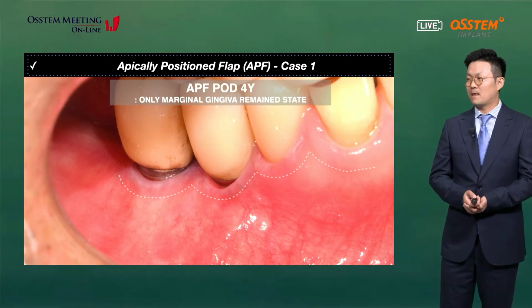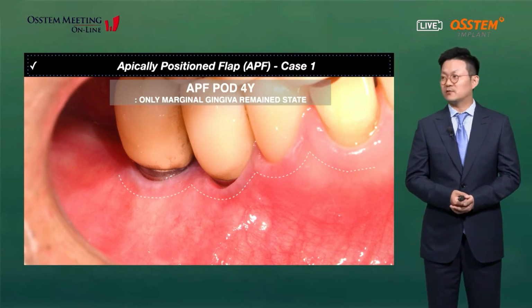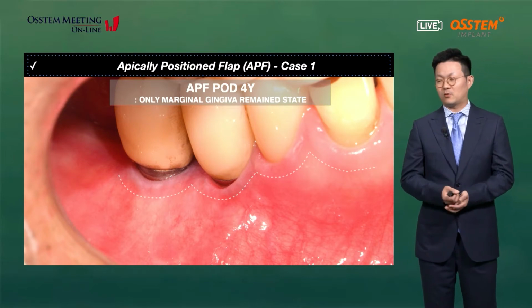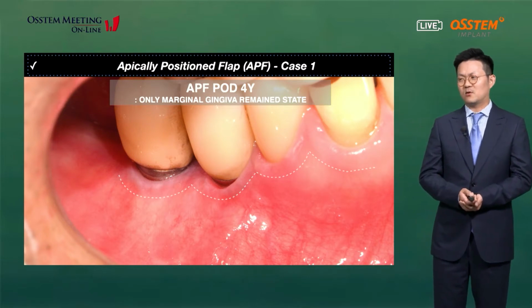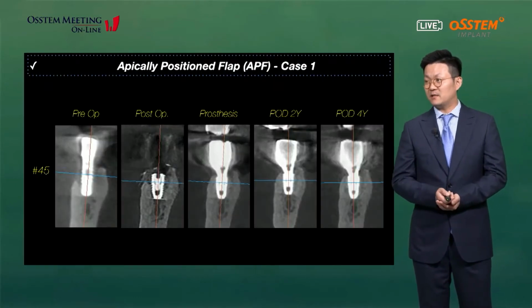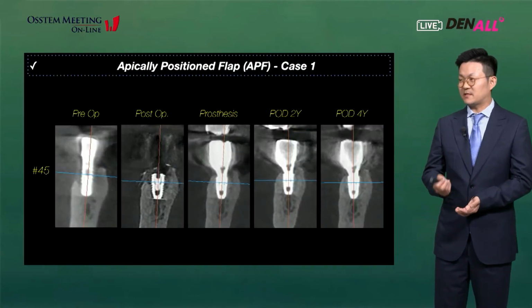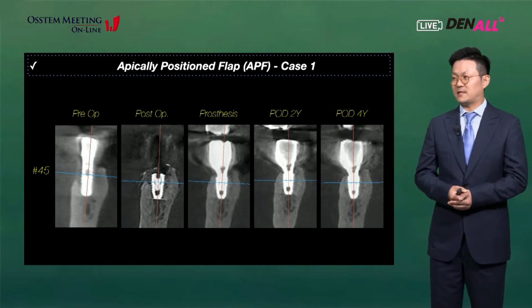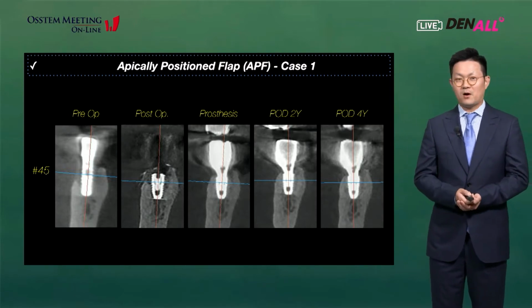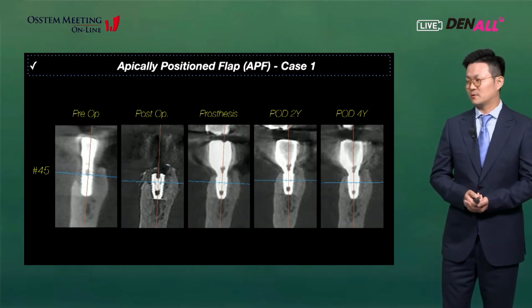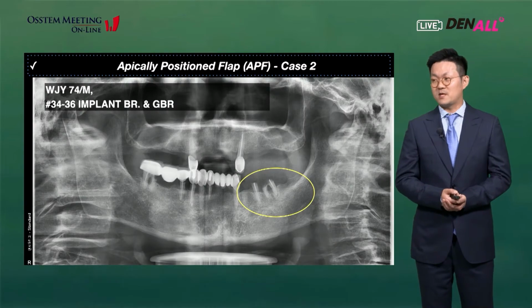But after 4 years, as you see, only marginal gingiva remained on the buccal side of the prosthesis. Anyway, I finished this case like this. And as you see, in the CT scan, there's no bony change for 4 years after prosthesis delivery. But the soft tissue condition was not good. It is not satisfactory to me.